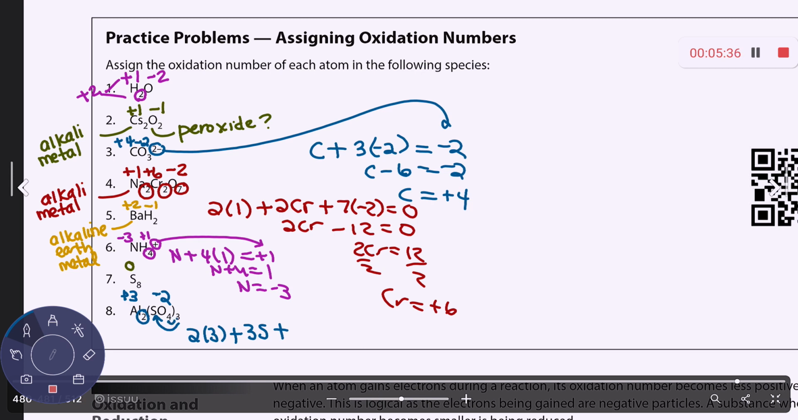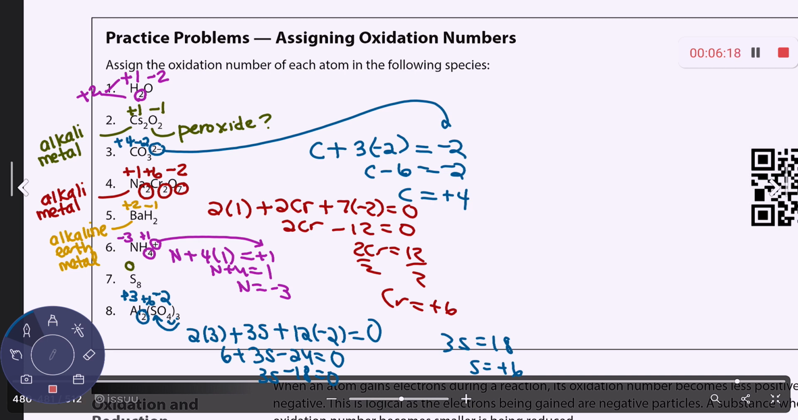Multiply that. 12 times -2 adds up to what? Is that neutral? 0, because it's neutral. So 6 plus 3s minus 24 is 0. What's 6 minus 24? -18. Put the 18 on the other side. You're going to get 3s equals 18. Divide by 3. You're going to get S is what? Positive 6. Okay. Can I go on?